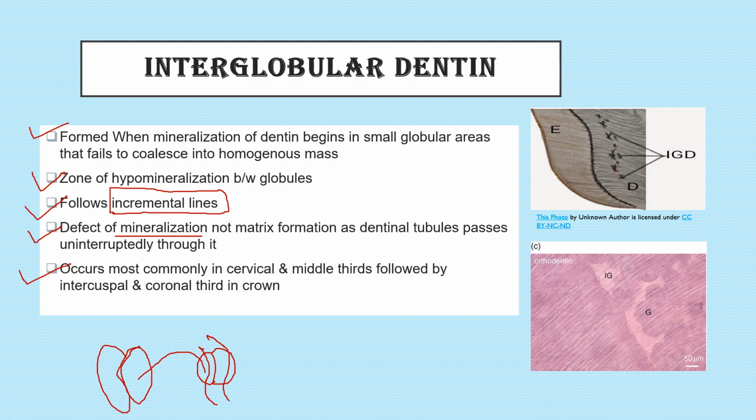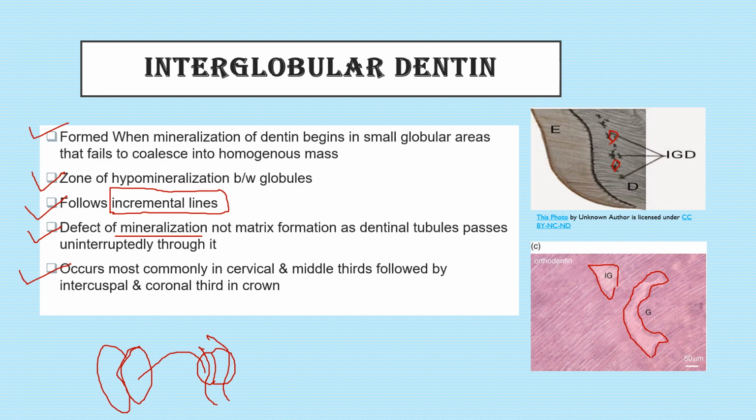As you can see, the dark portions here are the interglobular dentin. Here, the faint pink color areas are interglobular dentin. So these globules do not coalesce or unite with each other.